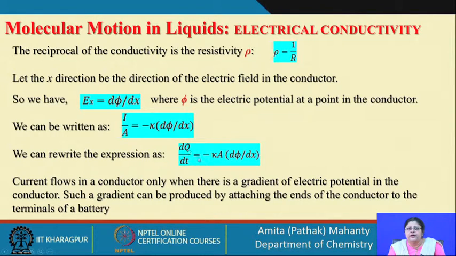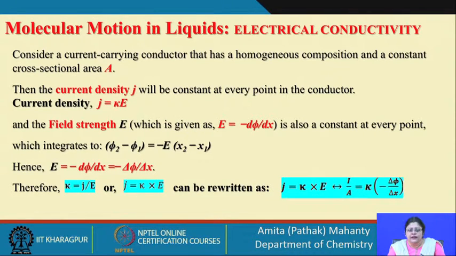So, if you look at this more closely, this equation resembles the previous phenomenological equation, where the flow rate of any particular property is proportional to the gradient of another property. So, the flow of current in a conductor occurs when there is a gradient in electric potential in the conductor. Such a gradient can be produced by attaching the ends of the conductor to a battery. Okay. Now, let us hurriedly go into this part.